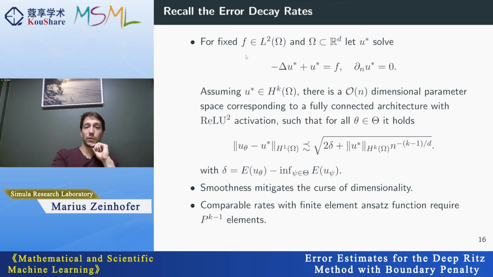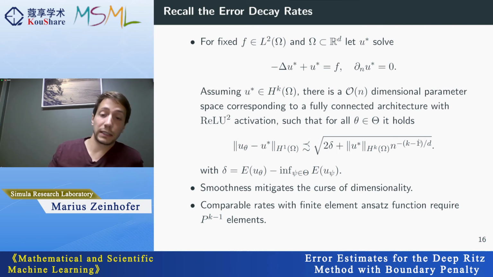For this, I will use again the easiest model problem with 0 Neumann boundary values, and this PDE. We will assume that we are in a setting where we have a high regularity. So let's say the solution to this PDE lies in H^k. Then our results told us that there is an n-dimensional parameter space corresponding to a fully connected architecture with a ReLU squared activation, such that we can estimate the distance of our neural network approximation to the true minimizer by this term. Of course, the question is always: how well can we approximate? How well can we resolve the training process?